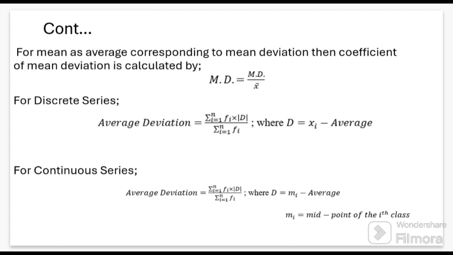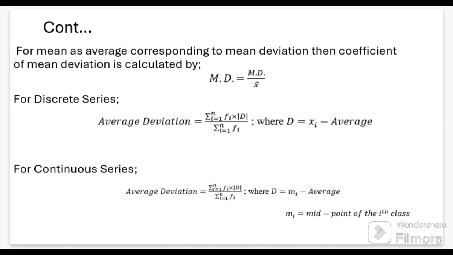Now, the coefficient of the mean deviation, how do we get it? We take the mean deviation and divide it by the mean of the n variables, which is represented as x bar.